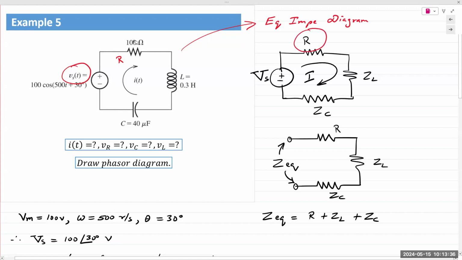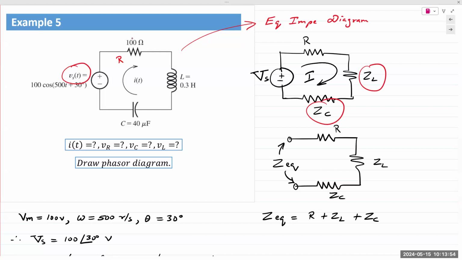Resistor, of course, does not change. It behaves the same way for AC as it does for DC. Inductor is replaced with ZL, inductor impedance, and capacitor is replaced with capacitor impedance, ZC.